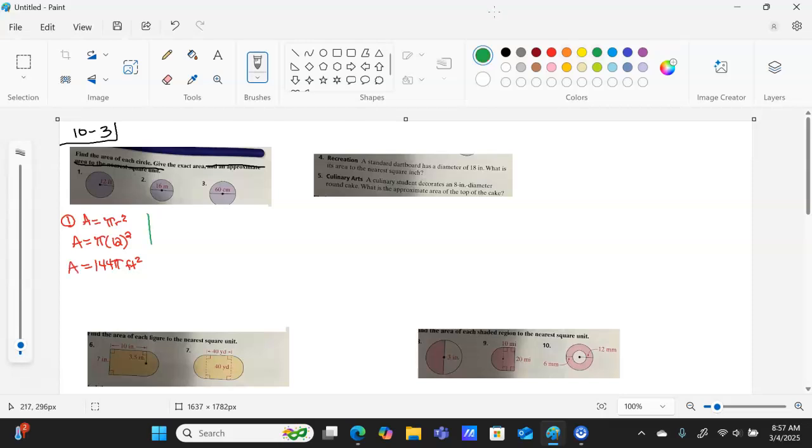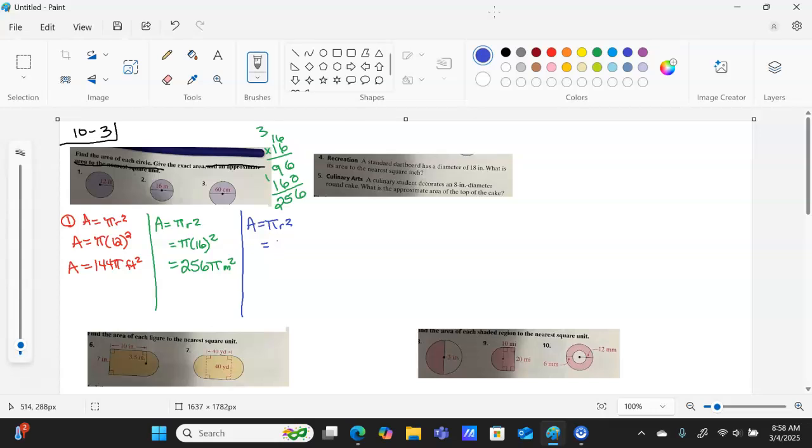Number 2, your area is pi r squared. So pi times 16 squared. I don't have that one memorized. So 16 times 16. 6 times 6 is 36. Carry the 3. 6 times 1 is 6 plus 3 is 9. Placeholder 0. 15. Carry the 1. 2. So we get 256. Actually, I did know that one. 256 pi meters squared.